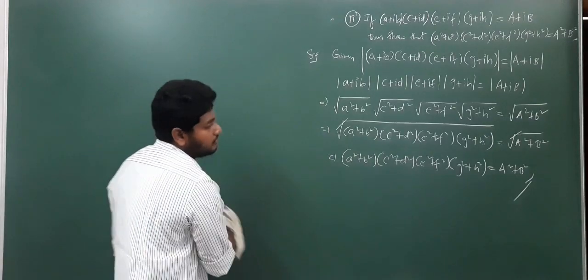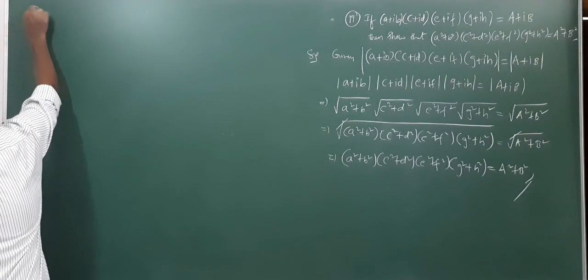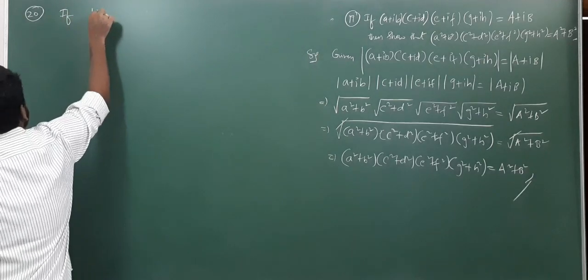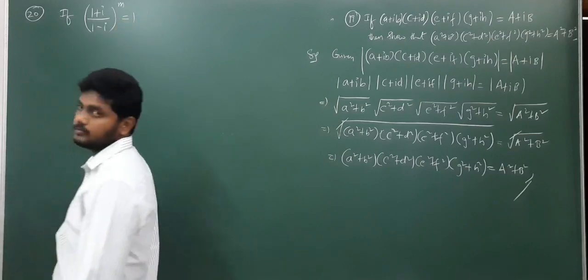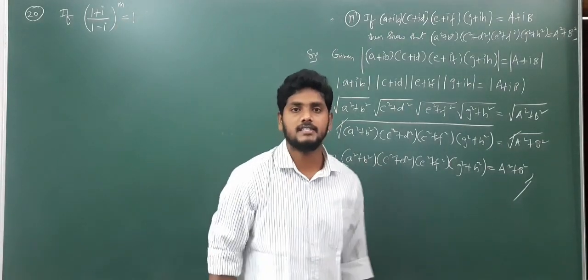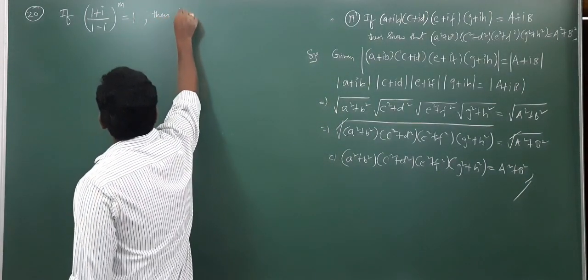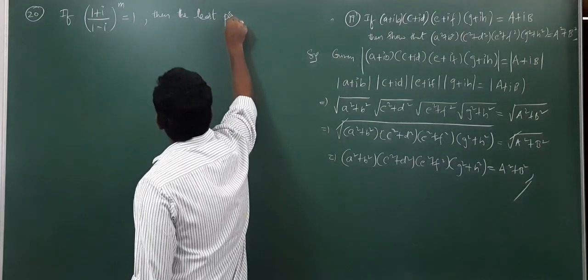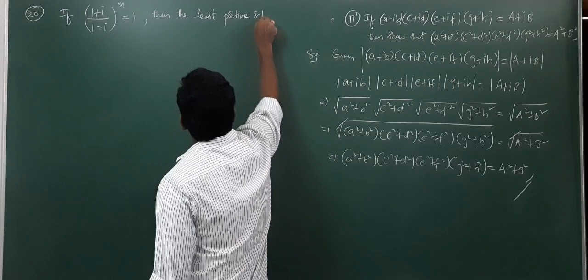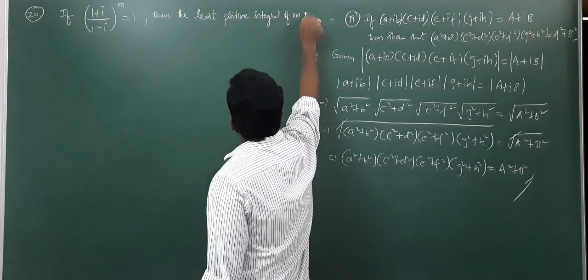Question number 20 is the most important. The question is: if (1 plus i by 1 minus i) whole to the power of m is equal to 1, then find the least positive integral value of m.